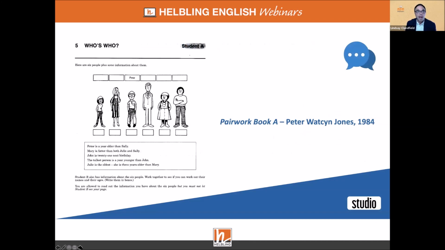Here's an example from that 1978 book. This is the 1984 version, so it was redone, called Pairwork. This is an example of an information gap. So you can see here, this is student A's page, and they have the instructions. And then it says at the bottom, student B has information about these 6 people. Work together to see if you can work out the names and ages and write them in the boxes. Okay. And always remember, the information gap was always, you must not let student B see your page. So you can't show the page.